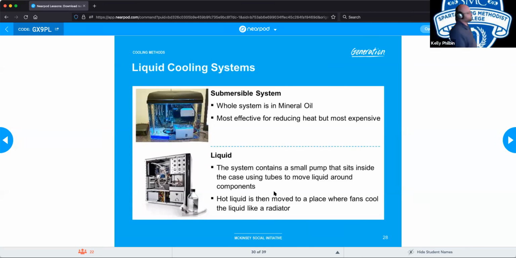Are there any questions so far with the various cooling methods we can use? Does anybody have a liquid cooling system on their computer?